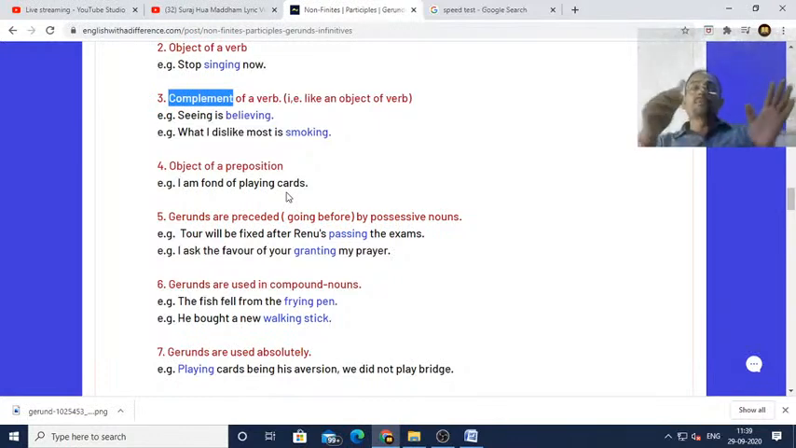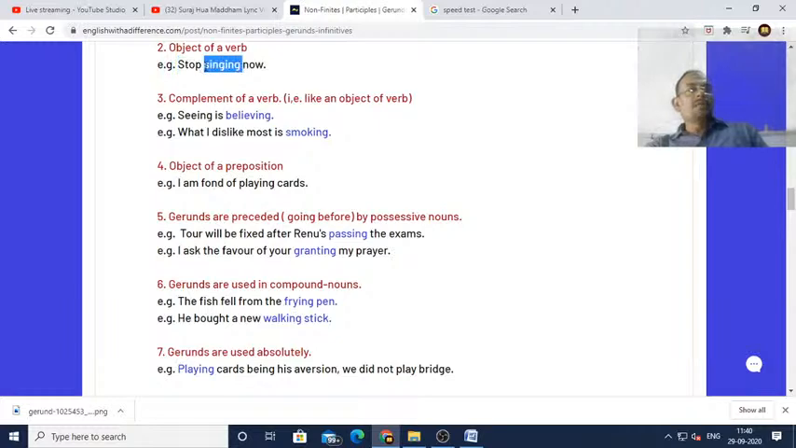But which verb? There are several kinds of verbs. Verbs like be verbs, like am, is, are, was, were. So if an ing word goes after the be verb, then it becomes the complement. Always remember that. But if ing goes after the action verb, the main verb, then the ing becomes the object of the verb. For example, stop singing now. Stop is the main verb, the action verb, and singing has come after stop. Therefore singing becomes the object of the verb.